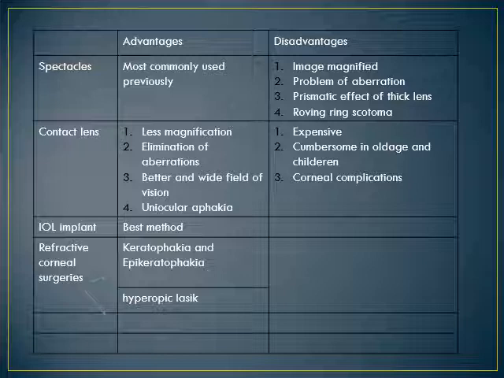Then contact lens have less magnification, better wide field effect, and uniocular aphakia is the indication to use the contact lens. But these are expensive and cumbersome in older age and children. Then there may be corneal complications like infection of the cornea, keratitis, corneal ulcer may develop if it is not properly used. Then IOL implant, that is intraocular lens, artificial intraocular lens is implanted, which is the best method and more physiological method, which has fewer disadvantages.